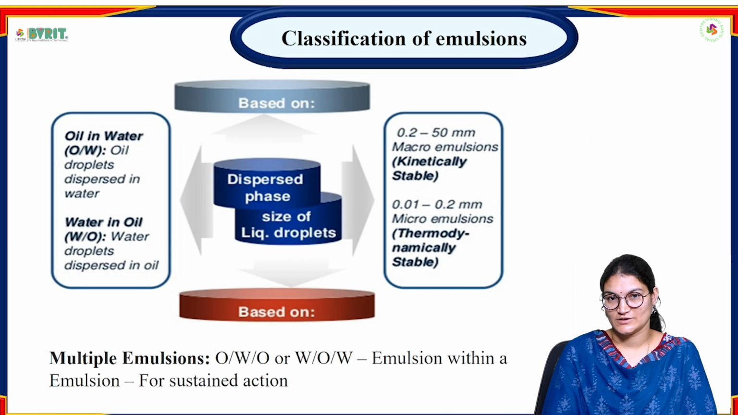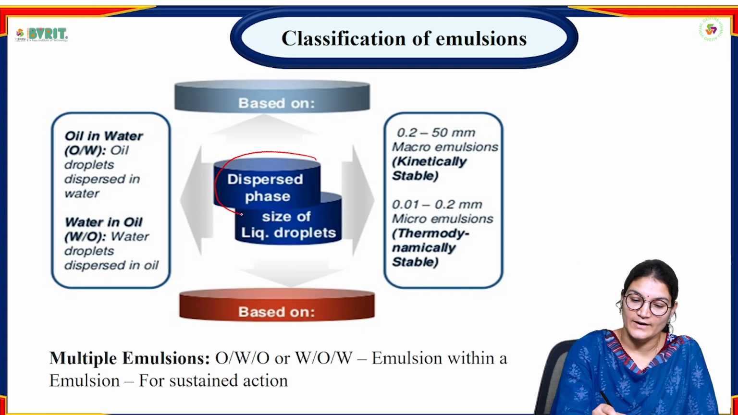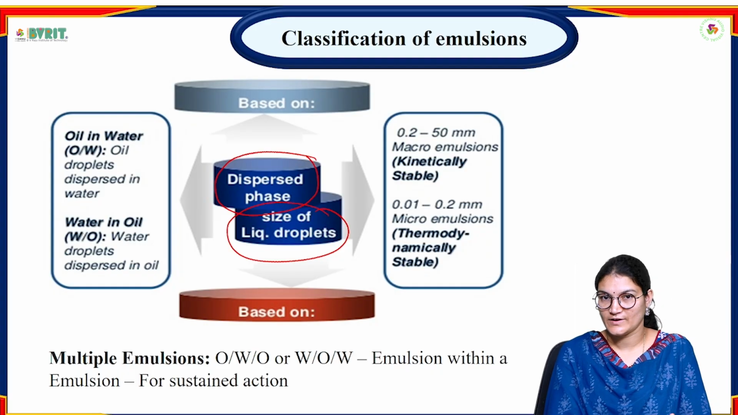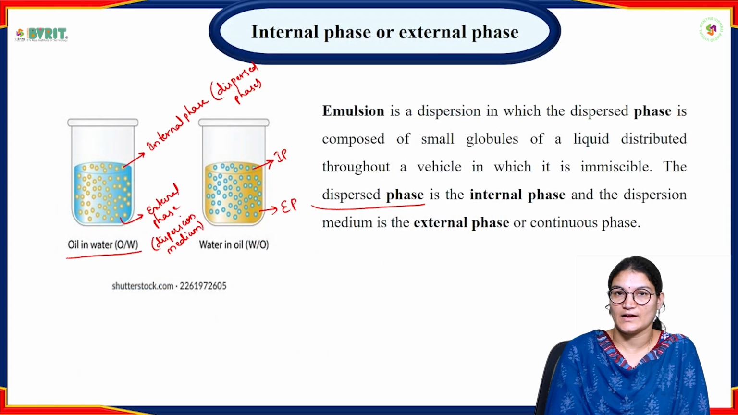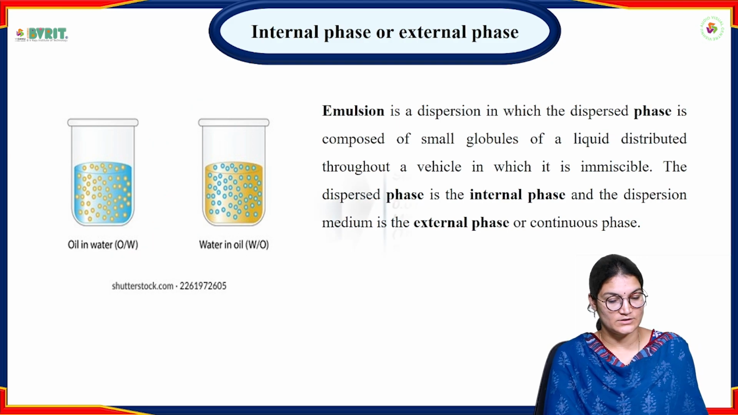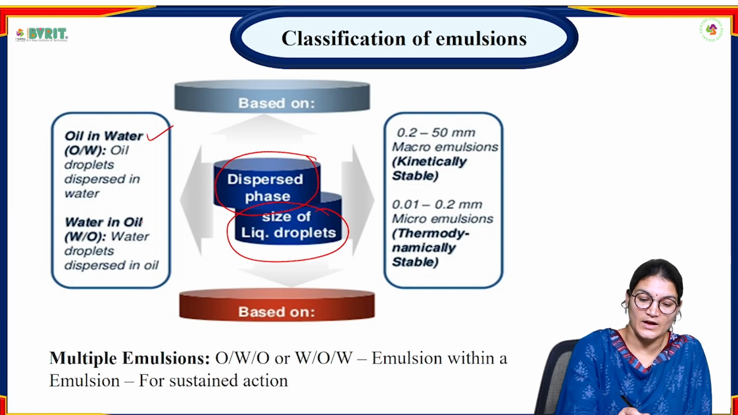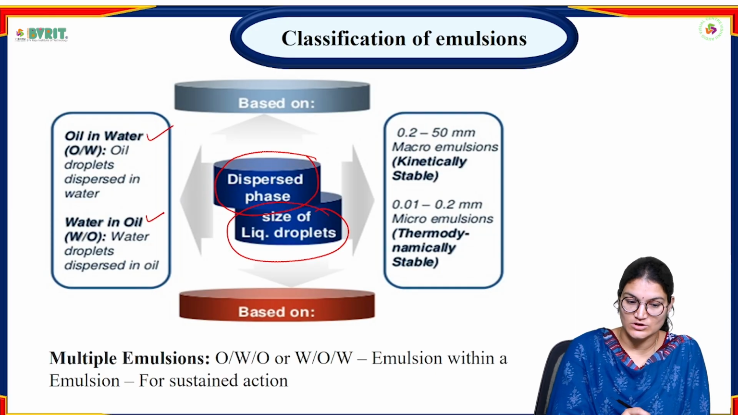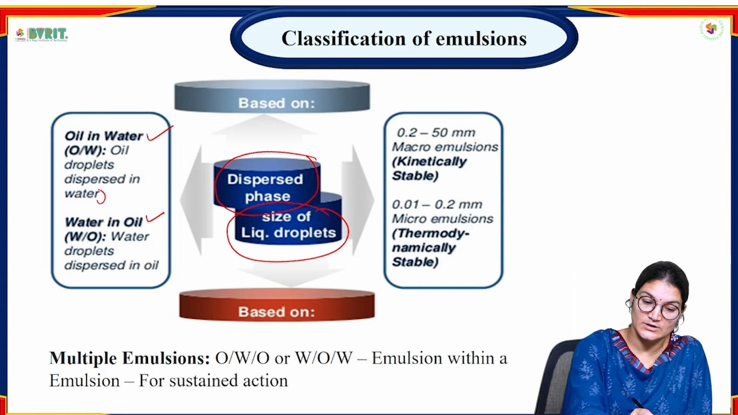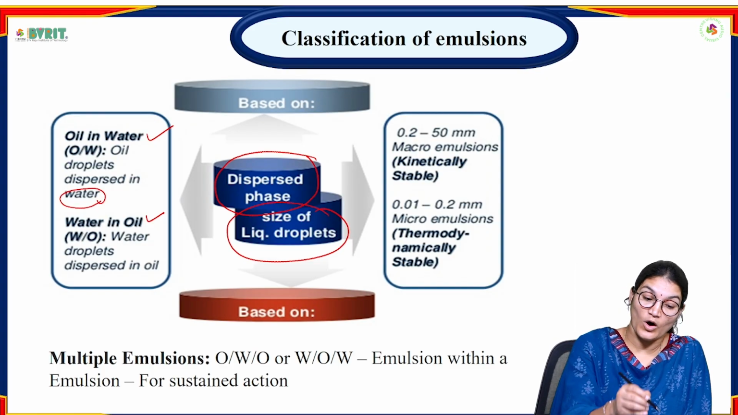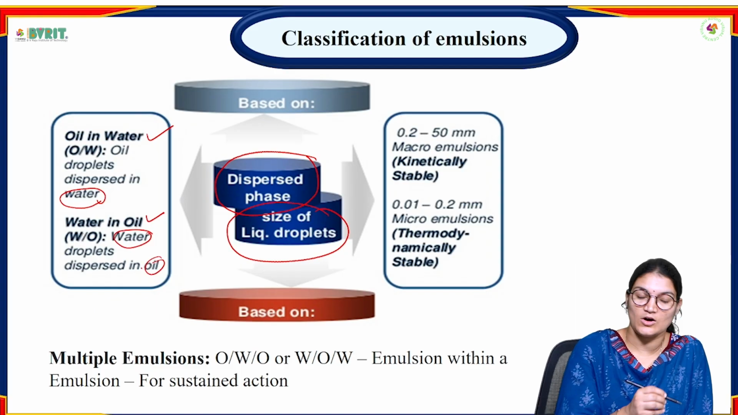Let's classify emulsions now. Emulsions are classified based on dispersed phase and based on size of liquid droplets. Based on dispersed phase, we already discussed in the previous slide, it is classified as water in oil and oil in water. The same is reflected in this slide. We have the oil in water system and the water in oil system, in which oil droplets are dispersed in water, and in the second one, water droplets are dispersed in the oil phase.